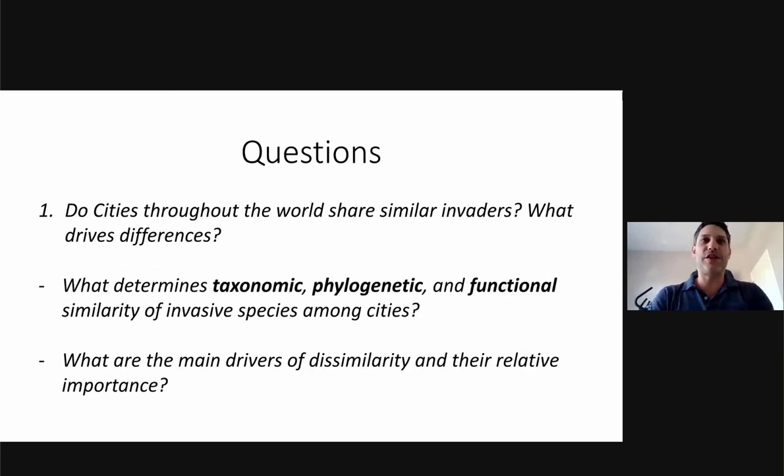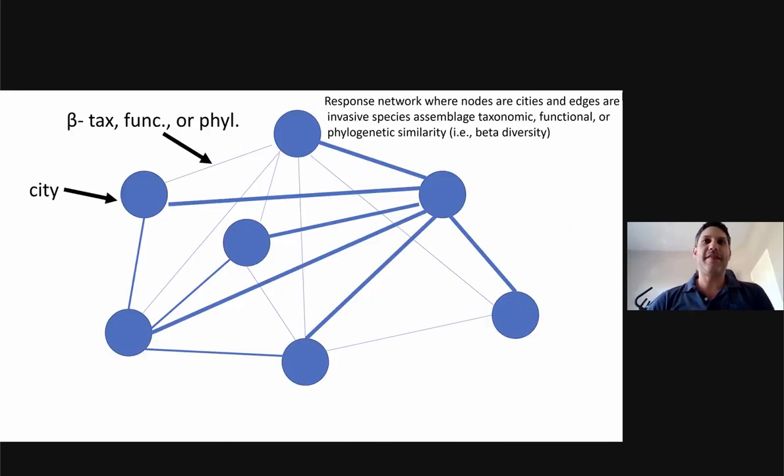So the overarching question is, do cities throughout the world share similar invaders, and what drives differences? And to drill down into two specific questions, they're what determines taxonomic, phylogenetic, and functional similarity of invasive species among cities, and what are the main drivers of this similarity and their relative importance? And the way we conceptualize this is as a network.